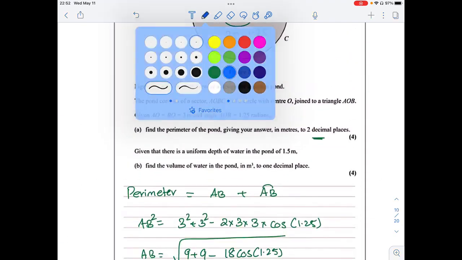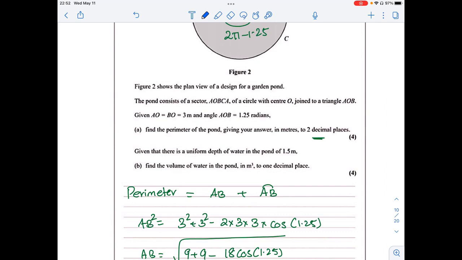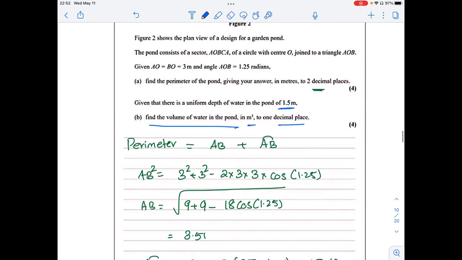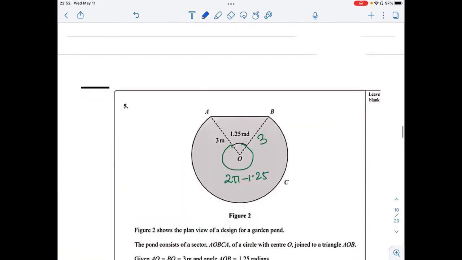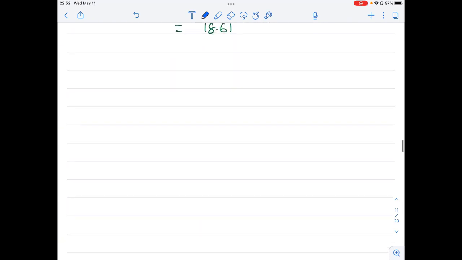Part B, given that there is a uniform depth of water on the pond is 1.5 meters, find the volume of the water in the pond in meter cube to one decimal place. So volume means area times height. So we have to find the area. So there are two parts, area of the triangle and area of the sector.